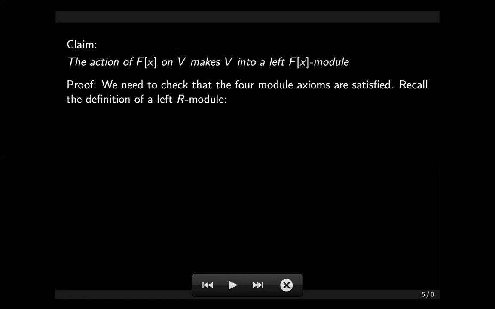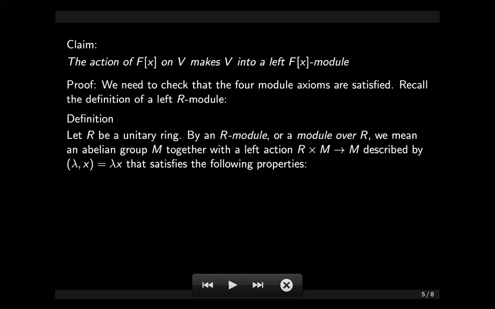So we will recall the definition of a left R-module. We're going to read the definition and go through it a little bit just to refresh our memories, and then we'll proceed to prove that the action of F[x] on V does indeed give us a left module structure. So we let R be a unitary ring. By a left R-module in our case, we mean an abelian group M together with the left action.